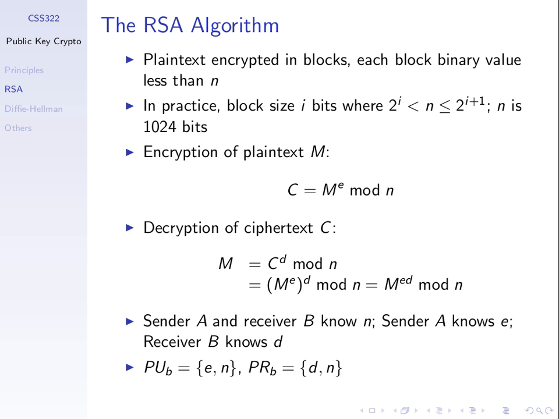So that's our encryption. It's very simple. Take our plain text value, raise it to the power of E, where E is the value from the public key, and mod by N, where N is the other value in the public key.